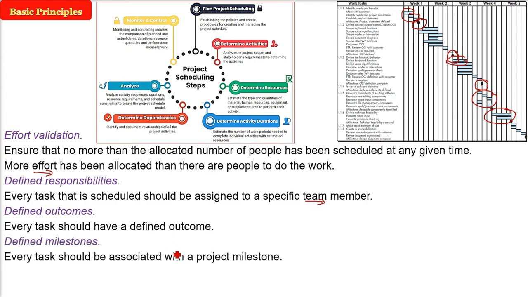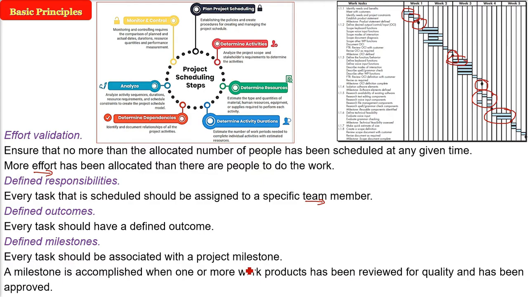Every task should be associated with a project milestone. What is a milestone? The project milestone is when one or more work products or outputs have been reviewed for quality and have been approved by the seniors, the review team and the quality people. Then we say, okay, we got the milestone.